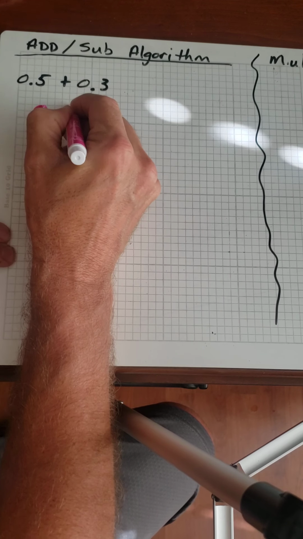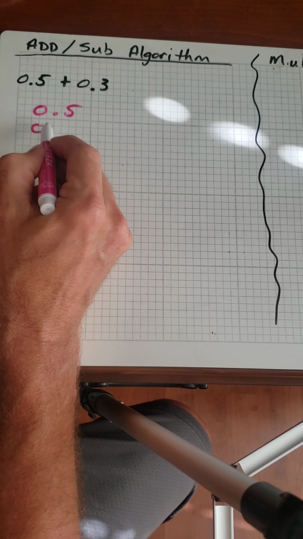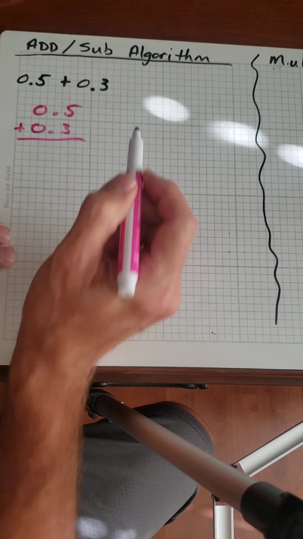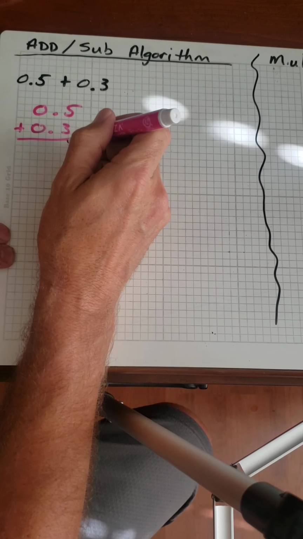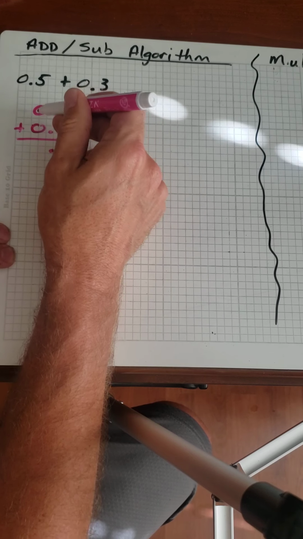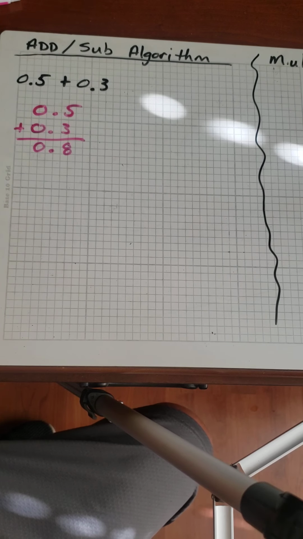So I have 0.5 like that. And then I'm going to line up my decimal point. So I have 0.3 like that. And then I can add. So then I add 5 plus 3 gives me 8. And then I bring down my decimal point, and 0 plus 0, of course, is 0. So that's probably how most of us remember doing this problem.